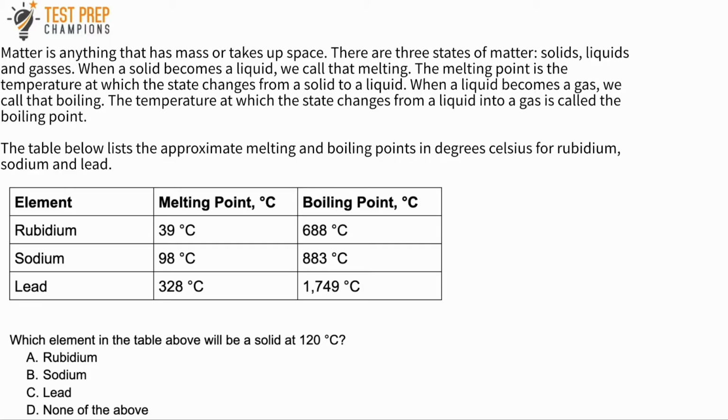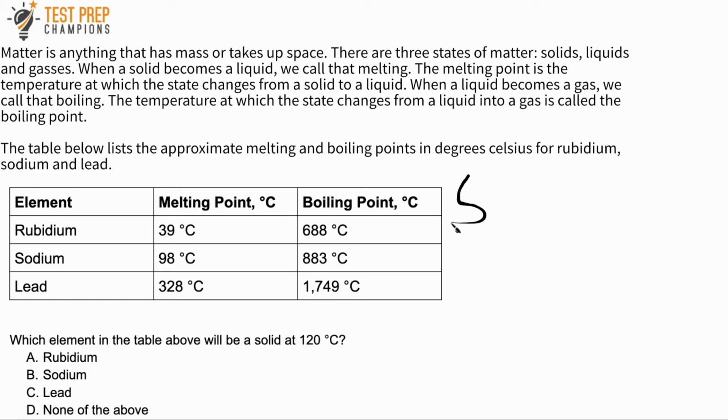The table below lists the approximate melting and boiling points in degrees Celsius for rubidium, sodium, and lead. So the question says, which element in the table above will be a solid at 120 degrees Celsius? So now is your chance to pause the video, try to figure this out, and if you get stuck, don't worry about it because we're just going to go over the answer.